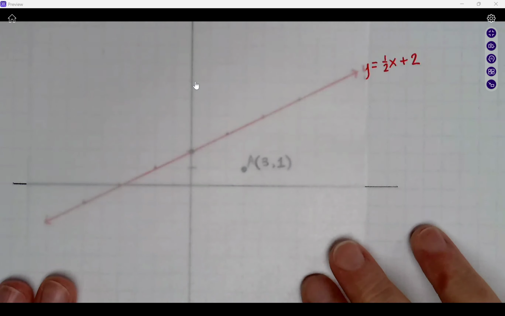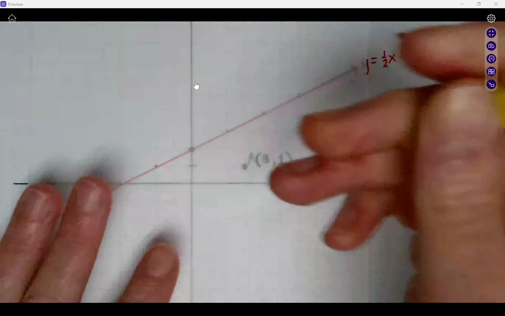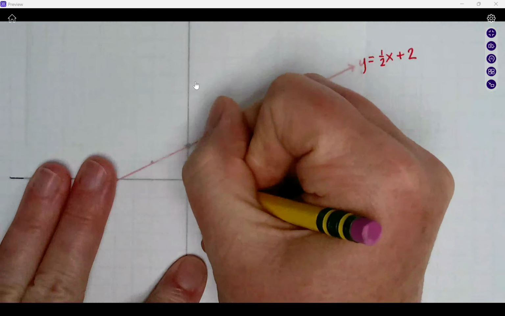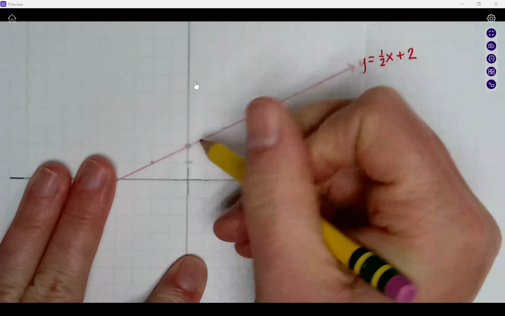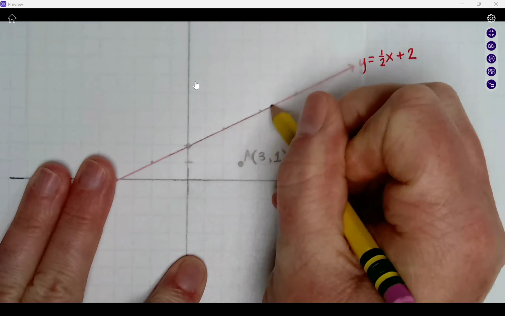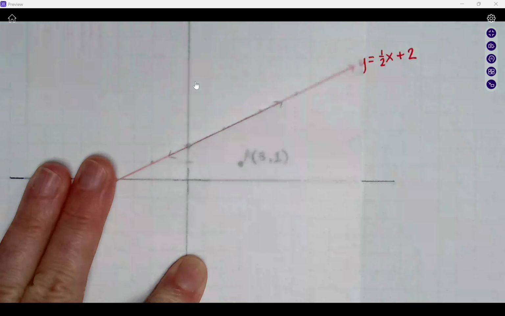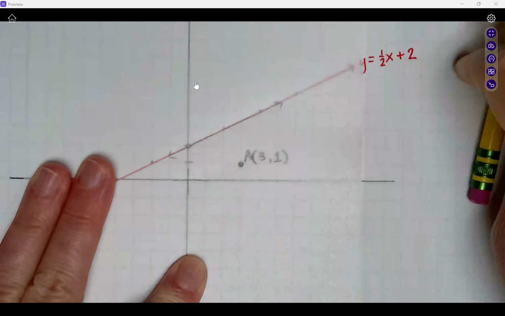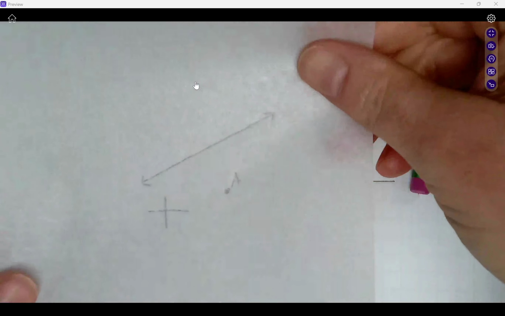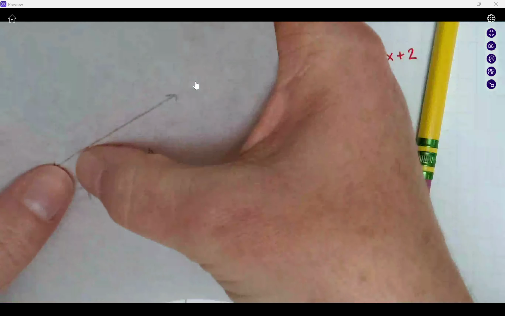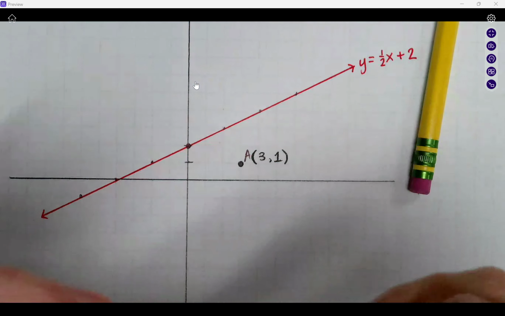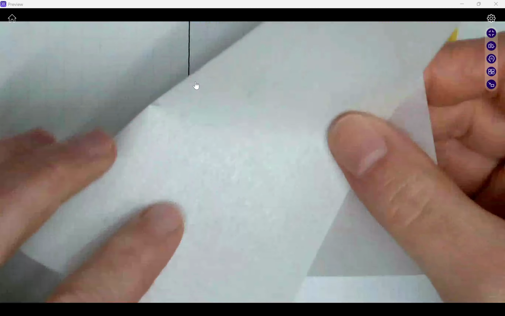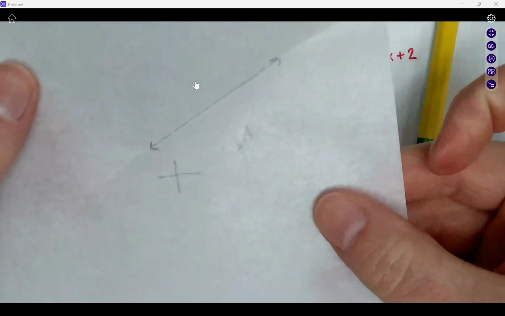Okay, the process will be the same again. We're going to first trace our origin. Next, we are going to trace that line of reflection, and we are going to trace our point A. Once we have everything traced, we are going to fold the patty paper along the line that we are reflecting about. And I'm trying to be very careful. Looks like I did a pretty good job.